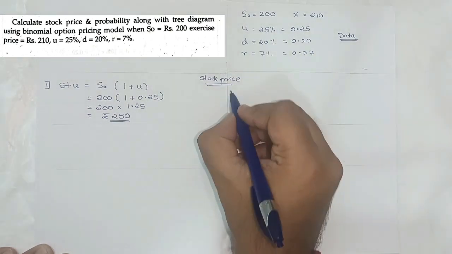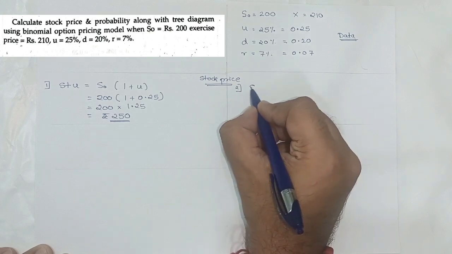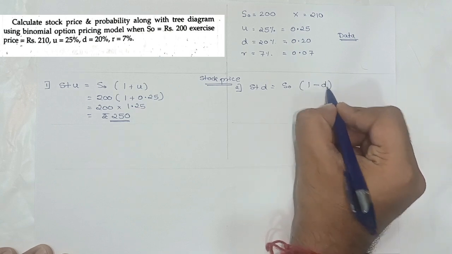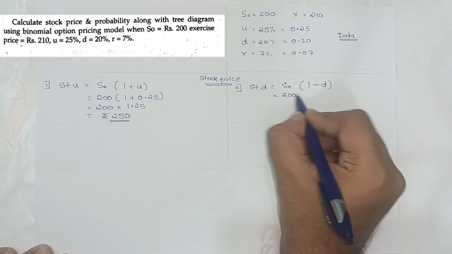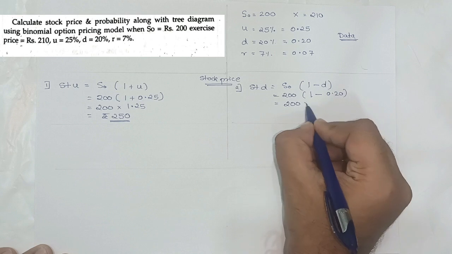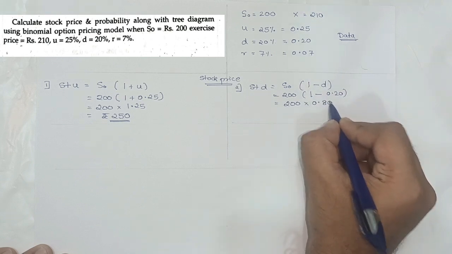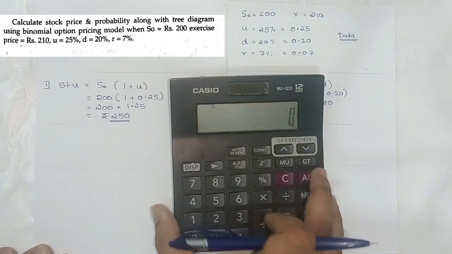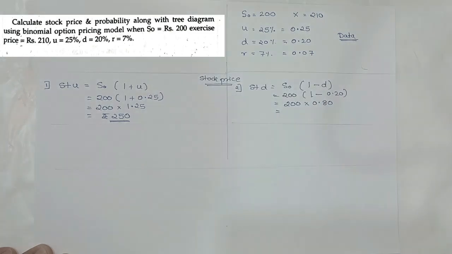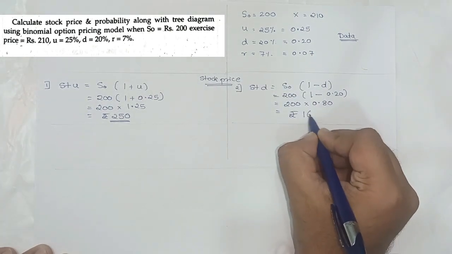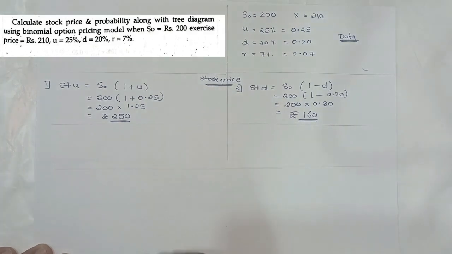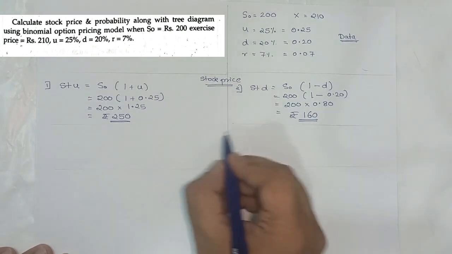Same way we find for downswing. So stock price during the downswing, the formula is spot rate into 1 minus the downswing rate. So that will become 200 into 1 minus 0.20, so 200 into 0.80. When you multiply 200 into 0.8, we get the value as 160 rupees. So this is how you'll have to find the stock price. Very simple. You just have to follow that particular format, the formula, and just apply it.